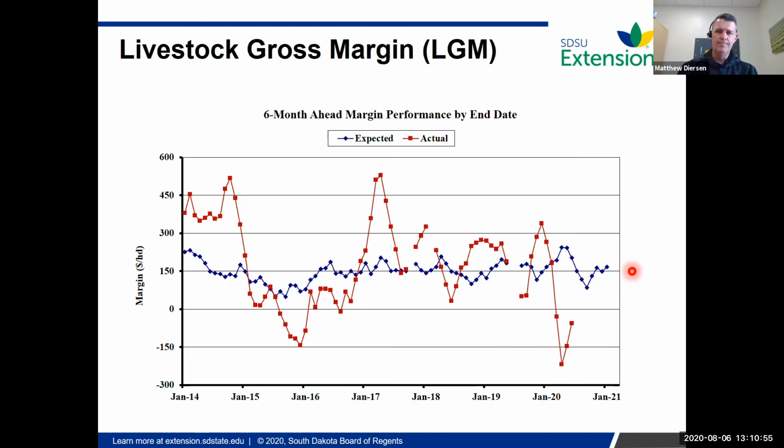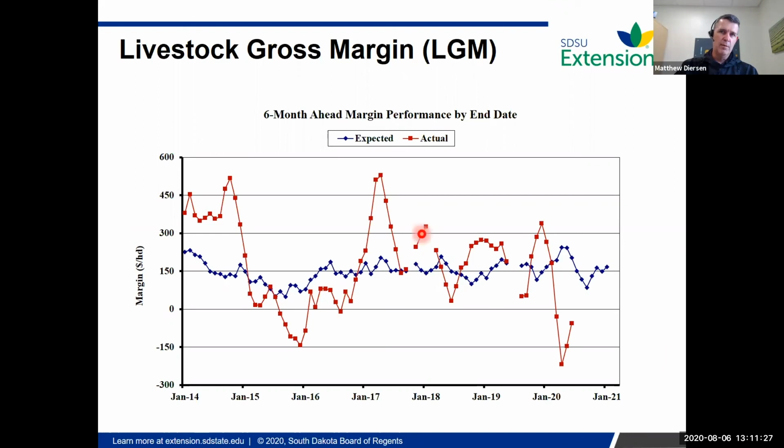So think about a combination. Roughly that's the feeding margin that's there after covering the feeder cattle and corn. So it doesn't cover roughage like hay or silage, and it doesn't cover yardage expenses, but it gives you an idea. That margin has been around $150 on the expected side of things. The actual margin, when it comes to the end of the feeding period, 6 months ahead, has been all over the board.